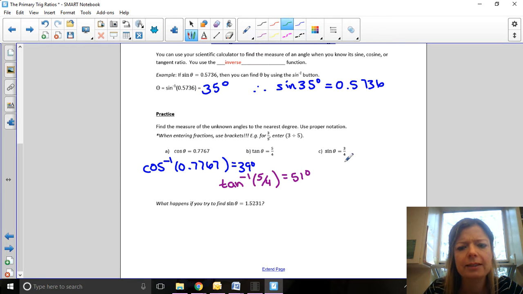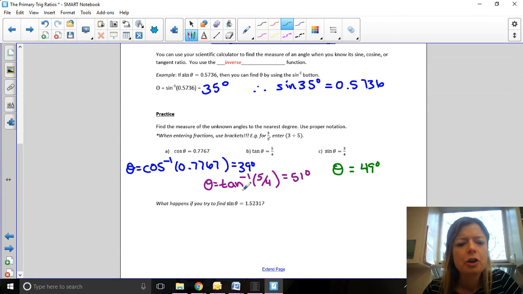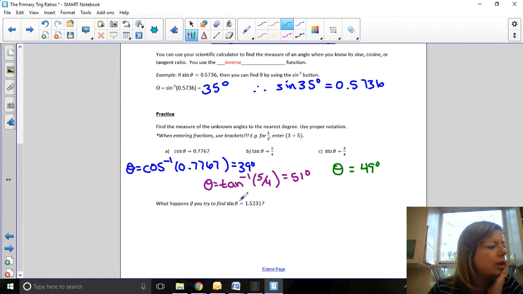And for this last example, sorry, you should have done for all of these theta equals because you're solving for the angle. You need to indicate to me that you're solving for the angle. There you go. So in this case, theta equals 49 degrees. So you can always round to the nearest angle. So what happens if you try to find the inverse sine of this? Okay, you should get an error.